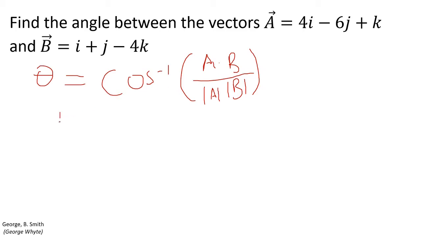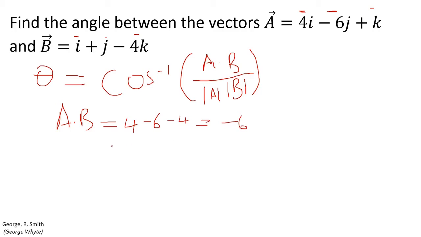So first let's find the dot product, a dot b. What I have to do is multiply corresponding components. It's 4 times 1, which gives us 4. Next we have minus 6 times 1, which gives us minus 6. Finally we have minus 4 times 1, which gives us minus 4. Since 4 minus 4 cancels, we have minus 6 as our final result.